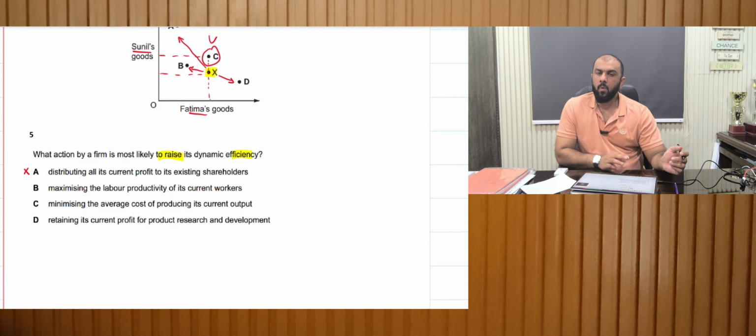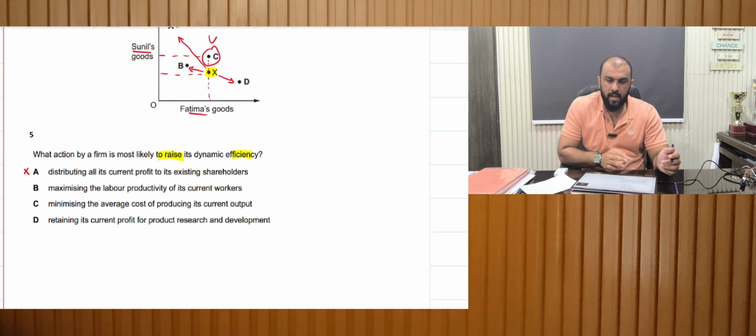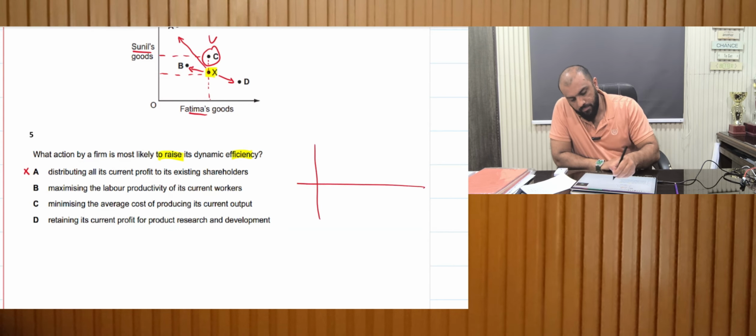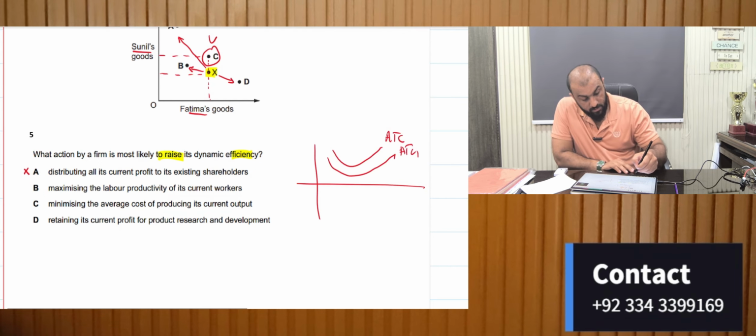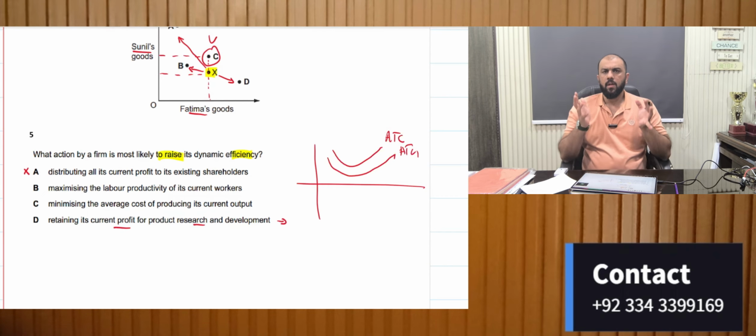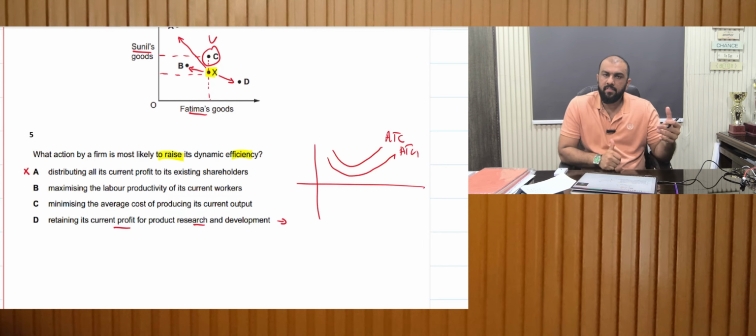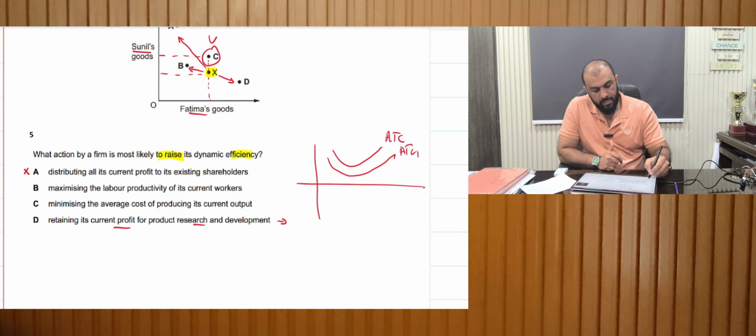But what happens when we are involved in dynamic efficiency? This is my initial ATC. Because of technology, the ATC would decrease. Now, this is my new ATC, right? Retaining its current profits for product research and development so that the cost would decrease. Basically, dynamic efficiency has everything to do with technology and research and development. So D is my right answer.